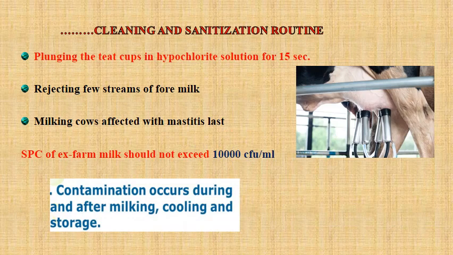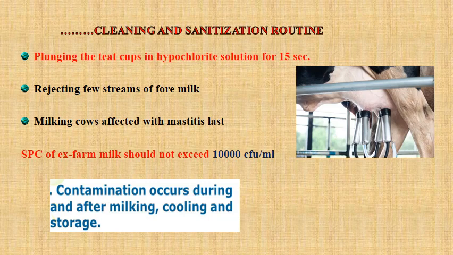In continuation about the cleaning and sanitization routine for milking with the milking machine, plunging the teat cups in hypochlorite solution for 15 seconds. Teat cups can be a source of contamination, and they have to be sanitized with hypochlorite solution, which is a strong sanitizer, for at least 15 seconds.